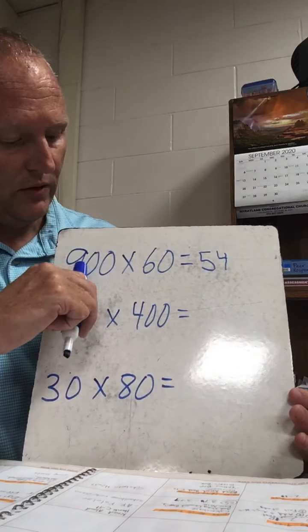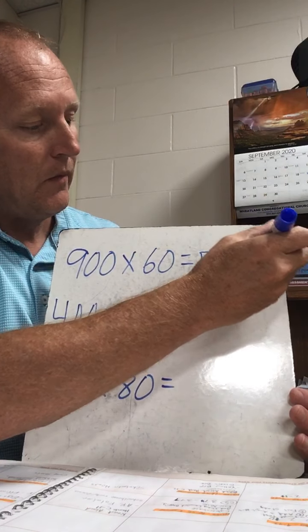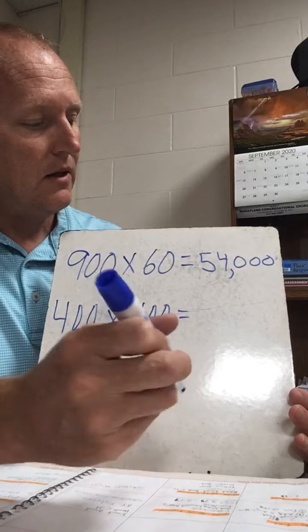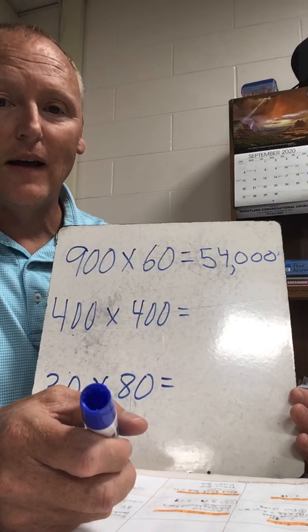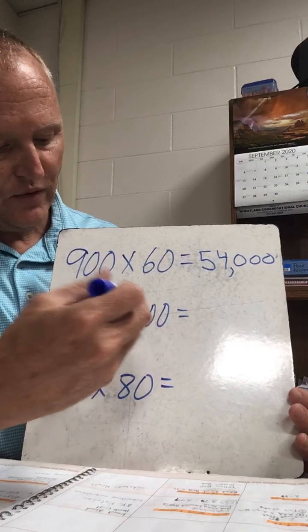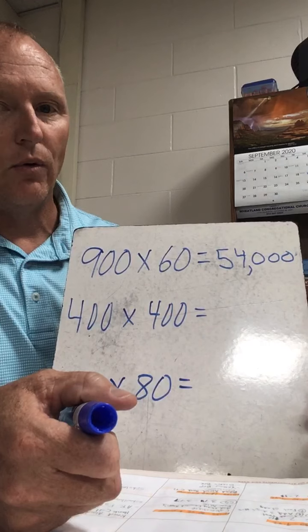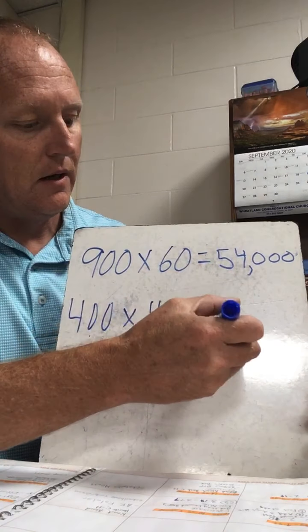Now you count your zeros. 1, 2, 3. So that gives you your product of 54,000. Okay? Let's take a look at this one. 4 times 4. Probably most of you have this one memorized. Okay? The product of 4 and 4 is 16.